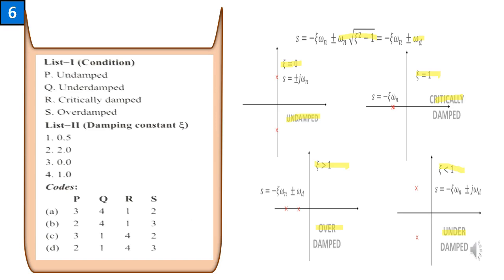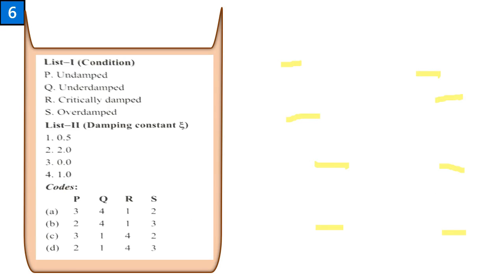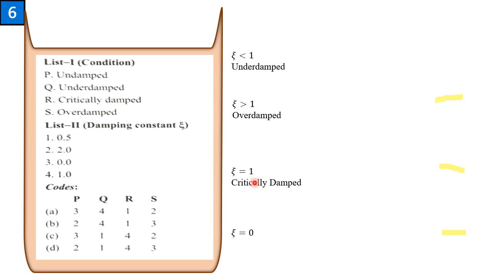So now let me write over here also. Let me clear this. Okay, that's enough. Now, 4 cases are there. For zeta less than 1 it will be underdamped. For greater than 1 it will be overdamped. For equal to 1 it will be critically damped. And for zeta equal to 0 it will be an undamped response.